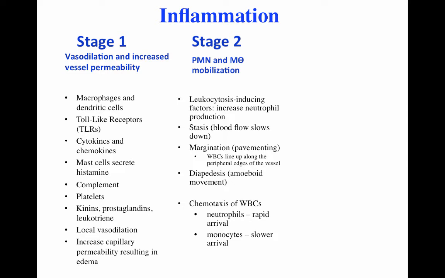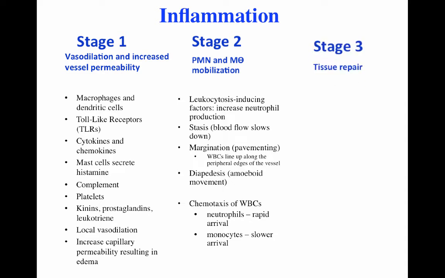After fluid leaves the vessel, the blood gets thicker because of the large protein particles and cells which stay inside the vessel. These characteristics are the ones that lead to a slowing of the blood flow. There's also margination, in which white blood cells line up along the peripheral edges of the vessel. There is also diapedesis, or the movement of leukocytes into the tissue from the blood vessels. We also see chemotaxis of white blood cells, such as neutrophils, which are among the first cells to arrive, and monocytes, which arrive later.